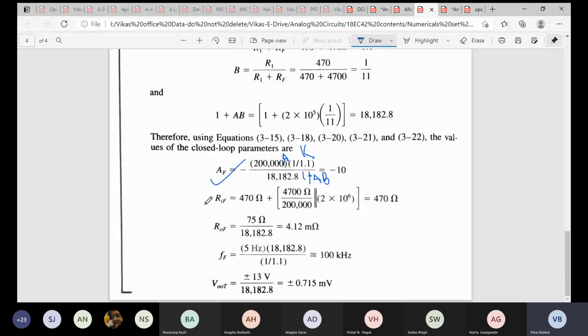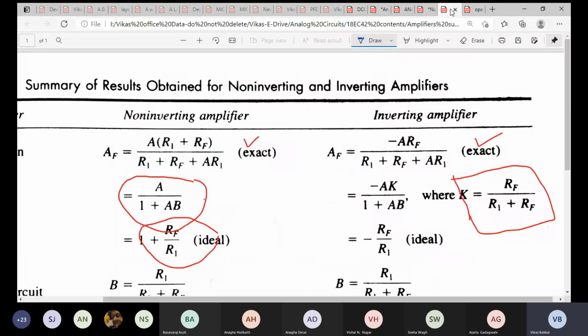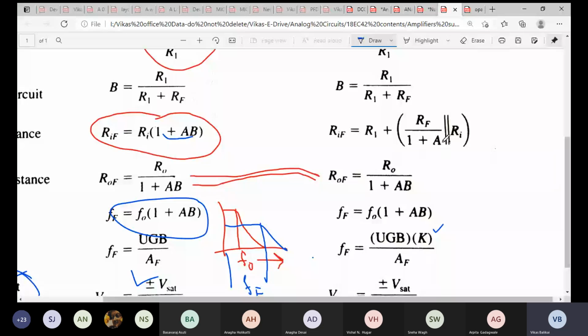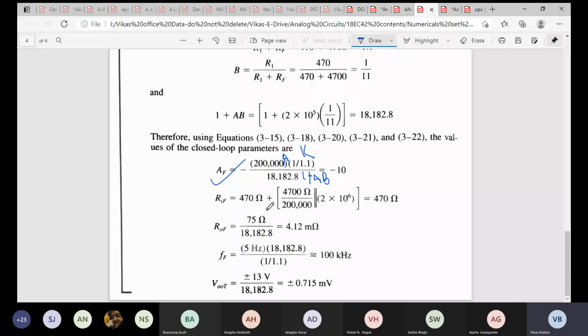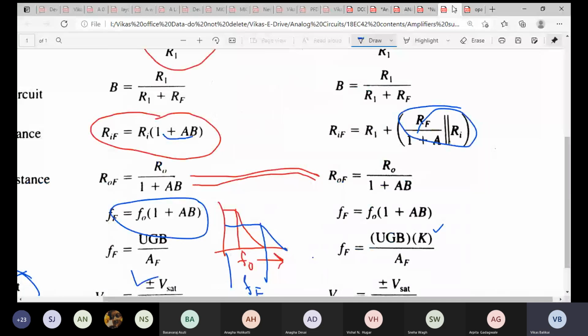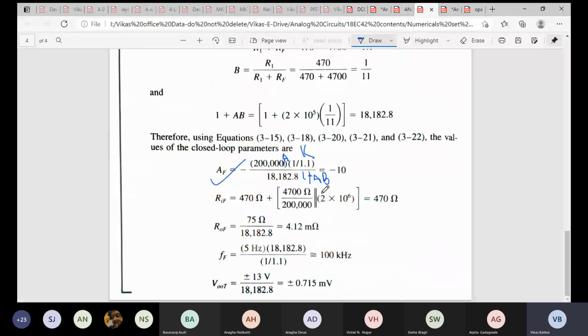And on the same line, if I go ahead and calculate RIF, just look over here, what is my RIF? It is R1 plus RF divided by 1 plus A, in parallel with RI. This is the derivation we did in the previous class. The other equation I use is R1 plus RF divided by 1 plus A beta. It is not 1 plus A beta, it is 1 plus A, and 1 plus A is of course 1 plus 2 lakh. That doesn't make any sense, so I can just ignore that one.